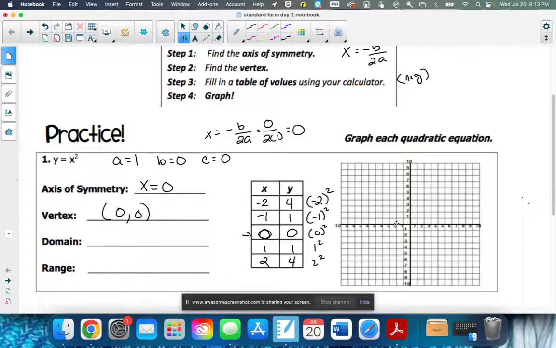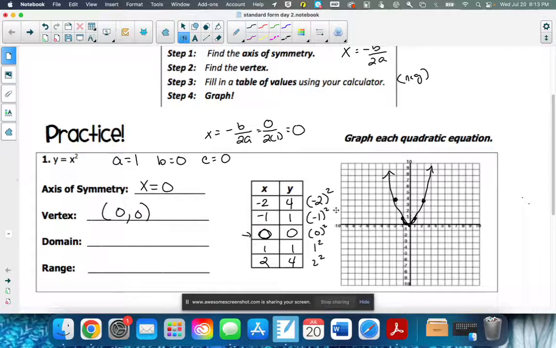So negative 2, 4, negative 1, 1, 0, 0, 1, 1, 2, 4. All right, so nice curve going through the points. Try not to make it pointy. I did make it a little bit pointy on that one.